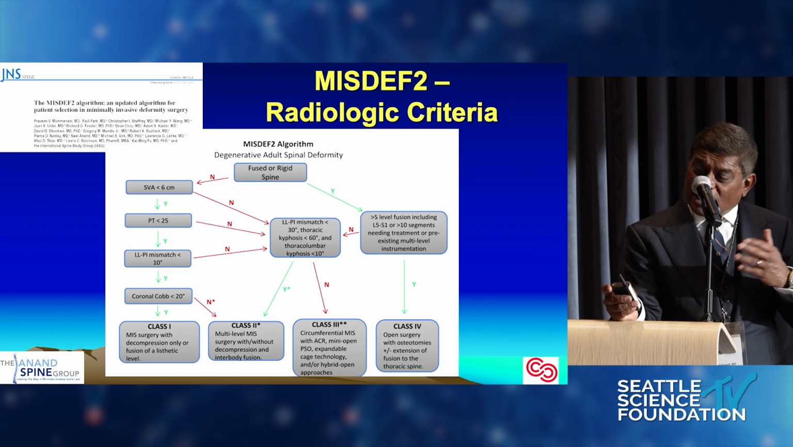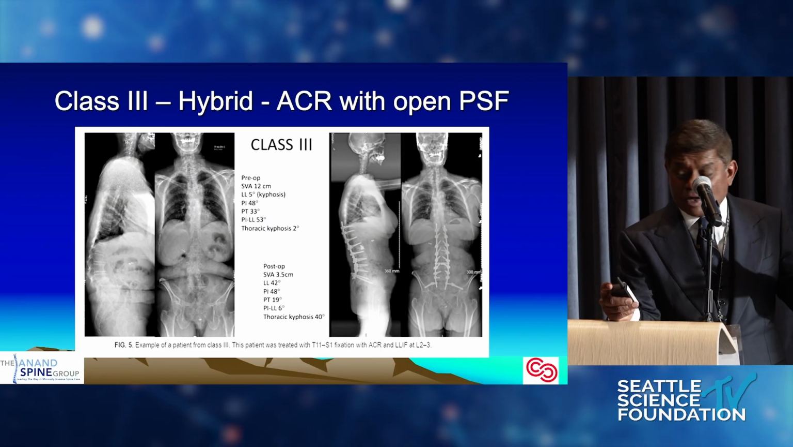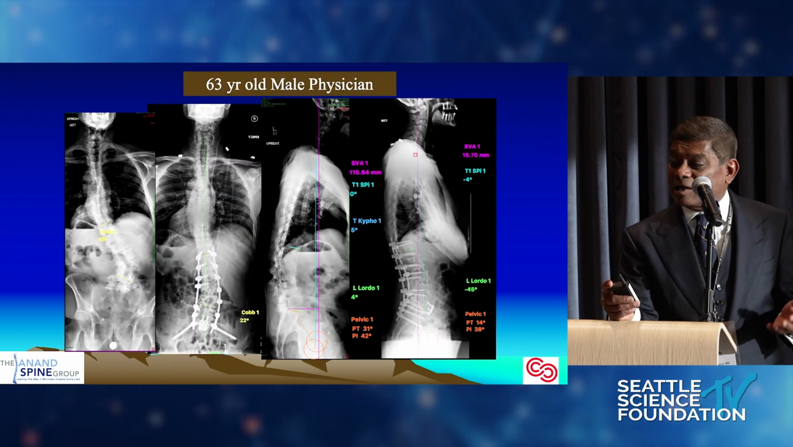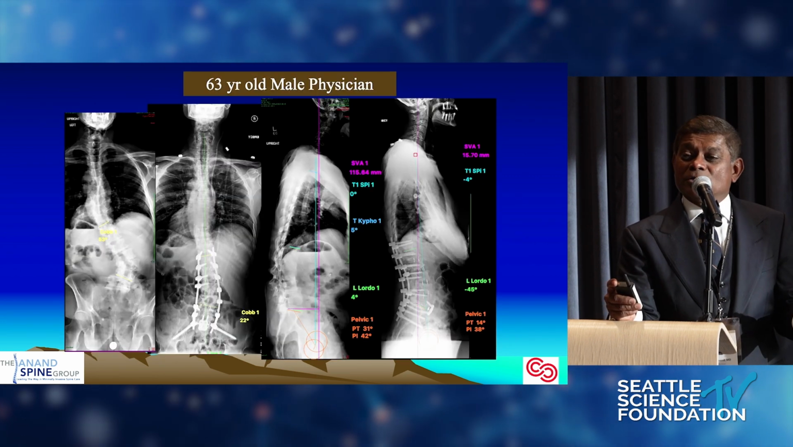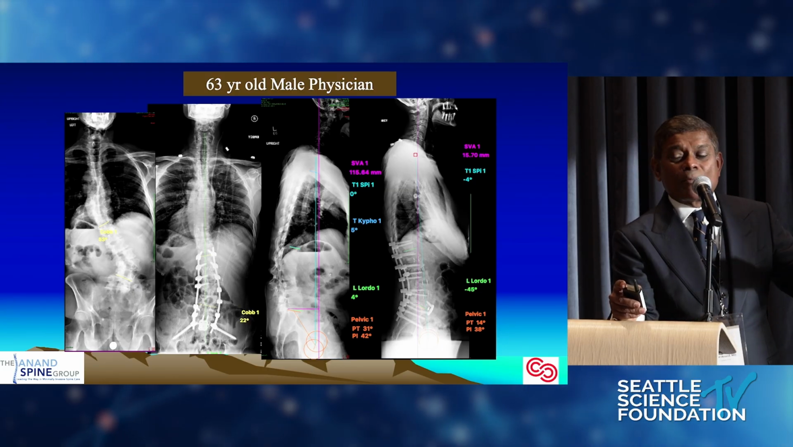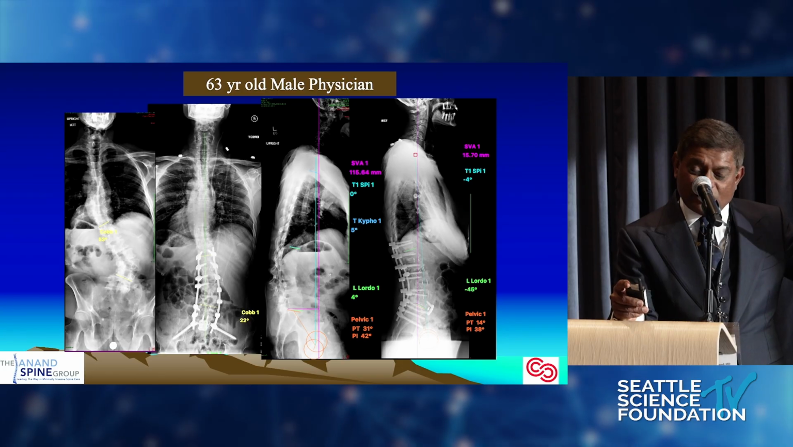And then we talked about class 3 and class 4 in the mid-step, where they basically said class 3 probably needs a much more complicated open PSF. But we've routinely been doing class 3 for the last 19 years. This patient is literally from 17 years ago. So it's all about how you apply it and do it. But those recommendations through the algorithm, we did routinely.